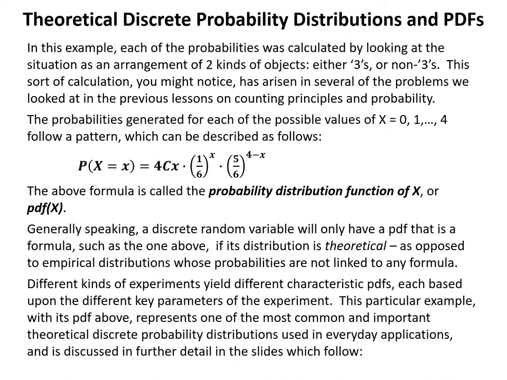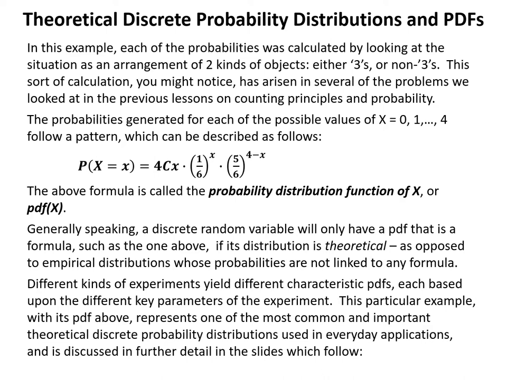In this example, each of the probabilities was calculated by looking at the situation as an arrangement of two kinds of objects, either 3s or non-3s. This sort of calculation, you should have noticed by now, has arisen in several of the problems we looked at in the previous lessons on counting principles and probability. The probabilities generated for each of the possible values of x equals 0 through 4 follow a pattern, which we can summarize in this way.